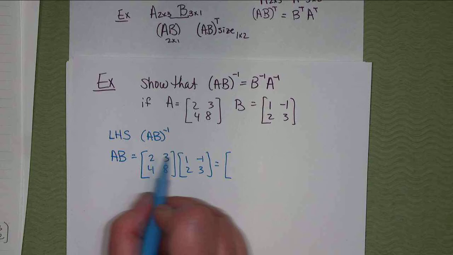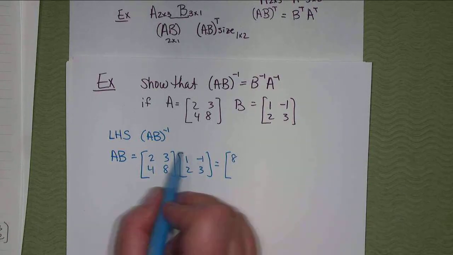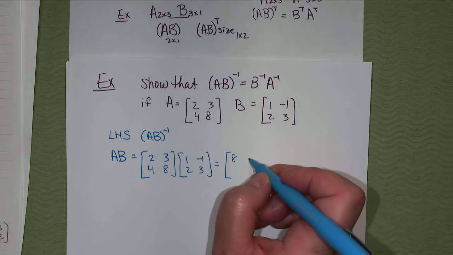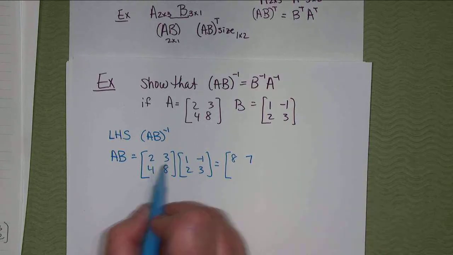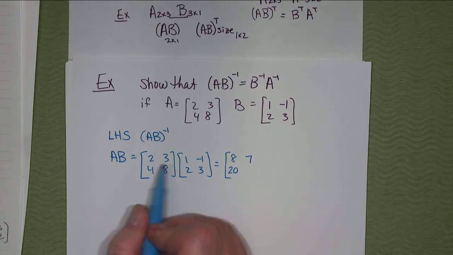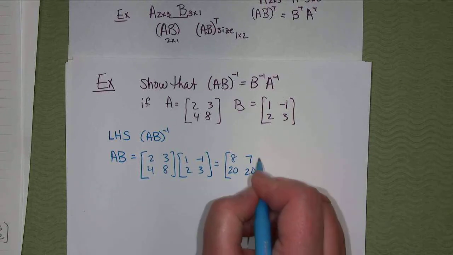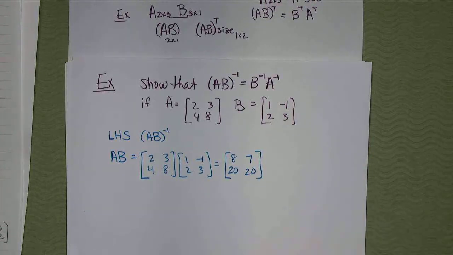2 plus 6. 24 minus 4, 20. I've got my answer here. I'm hoping someone's doing this at the same time.